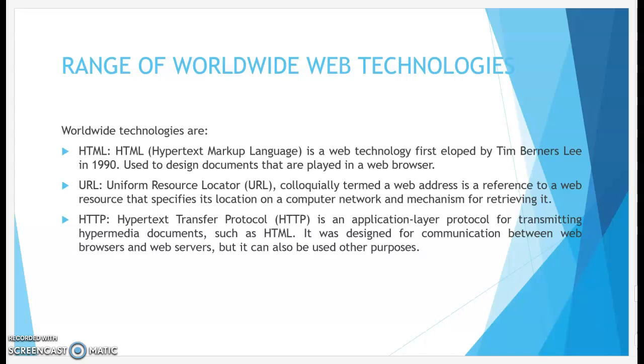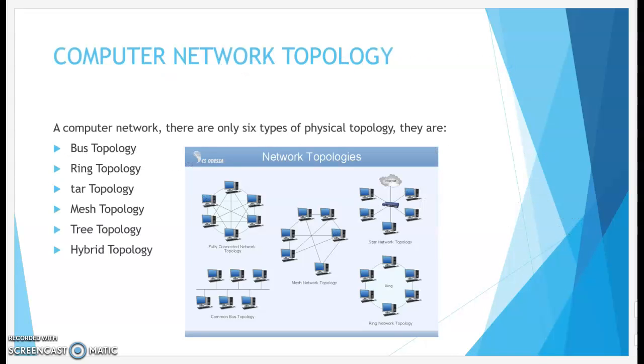It was designed for communication between web browsers and servers, but it can also be used for other purposes. Computer network topology. In a computer network, there are only six types of physical topology: bus topology, ring topology, star topology, mesh topology, tree topology, and hybrid topology.